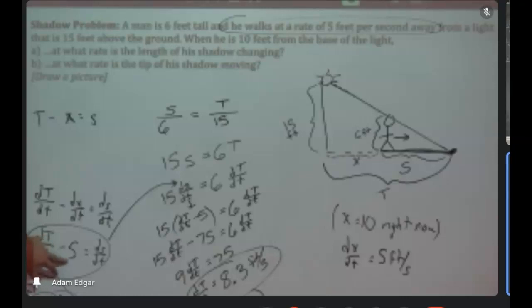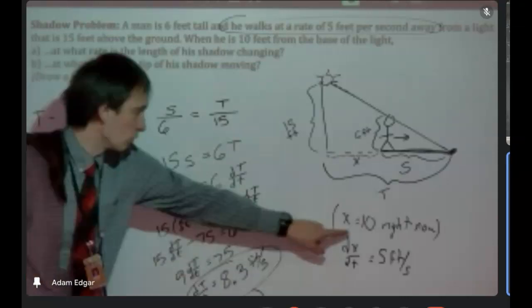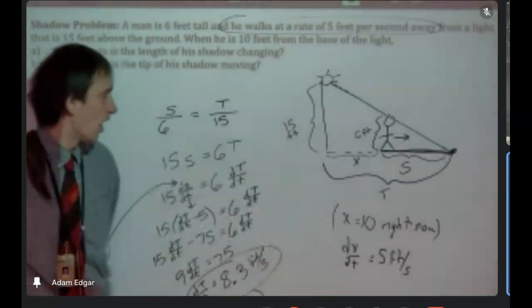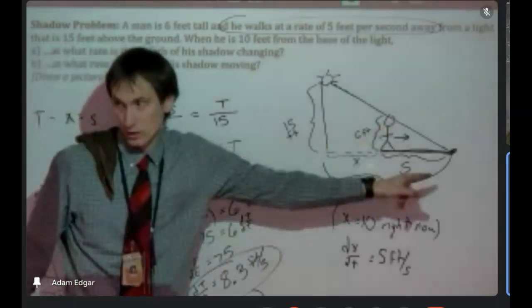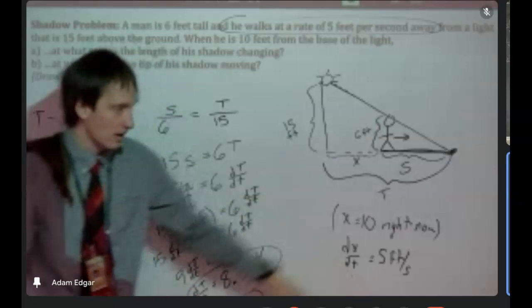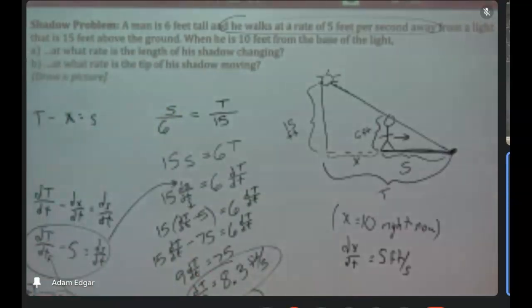It turns out you don't use the 10 ever. So it doesn't really matter what x is. What matters is how fast you're walking. So no matter where you are, as long as you're walking this fast, this is how fast you'll be changing your shadow length and the distance from the tip of the shadow to the base. Anything else?